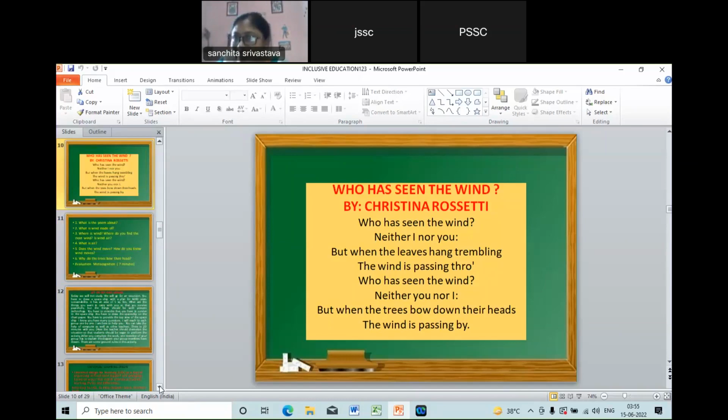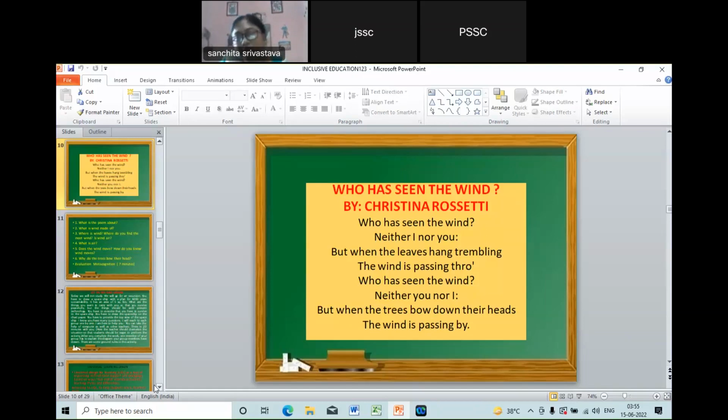Now see, this English poem depicts all the properties of air. First, who has seen the wind? That means what? Air is invisible. Second point, when the leaves hang trembling, the wind is passing through. That means wind has the power to move objects. Third, a very, very strong wind can be seen. You can feel the speed of the wind when it is going away. So these are the main properties of air that have been explained by this poem.